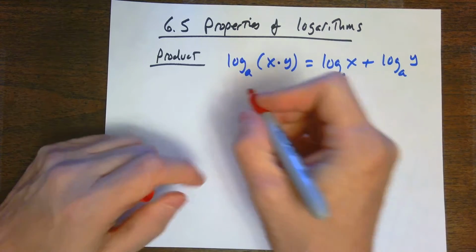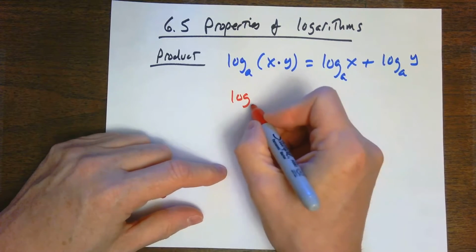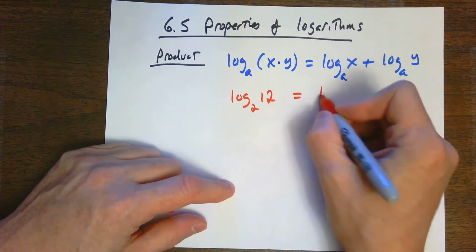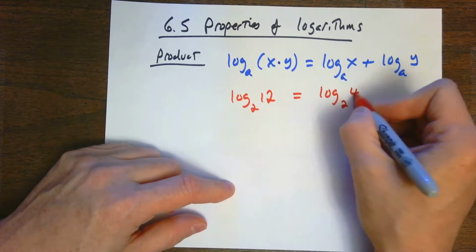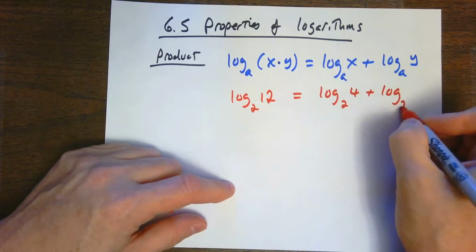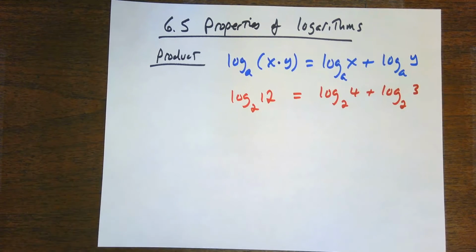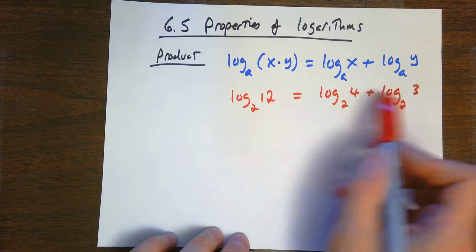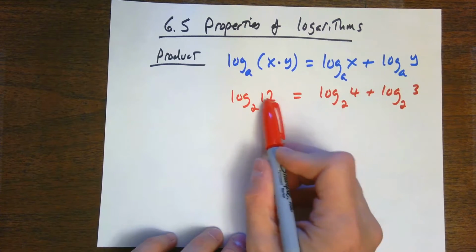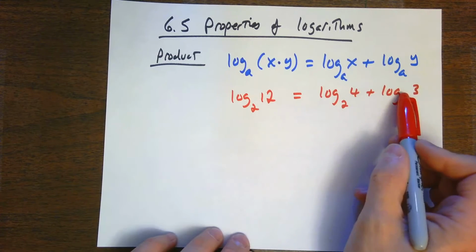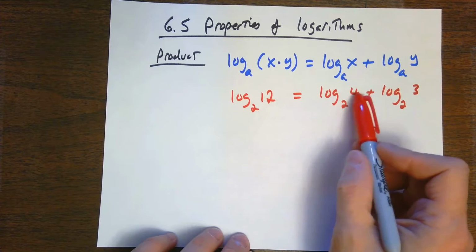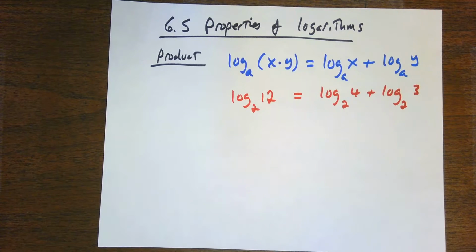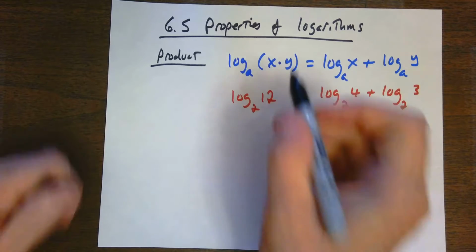It certainly doesn't. For example, if I had log base 2 of 12, that would be the same thing as log base 2 of 4 plus log base 2 of 3. Why? Well, because 12 is 4 times 3. The product of 4 and 3 is 12, so I can rewrite 12 as 4 and 3. I could have written it as log base 2 of 2 and log base 2 of 6. 2 and 6 would be another way of writing it. So that's the product rule for breaking up a product.